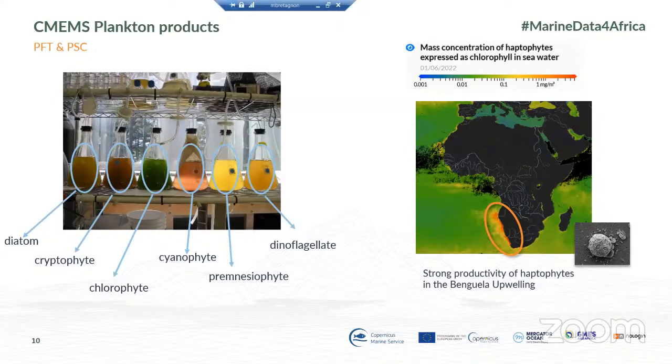We can differentiate all the PFT thanks to their pigment composition. We have seen previously that phytoplankton are composed of chlorophyll, but in function of the species, the pigment composition is not the same. You will have chlorophyll, but also other pigments, for instance, the carotenoid. And this will lead to different colors of the water, as you can see on the bottle on the left. You can access the different PFT and PSC from the Copernicus platform. As you can see on this map, for instance, you will have a bloom of haptophytes in the Benguela upwelling.